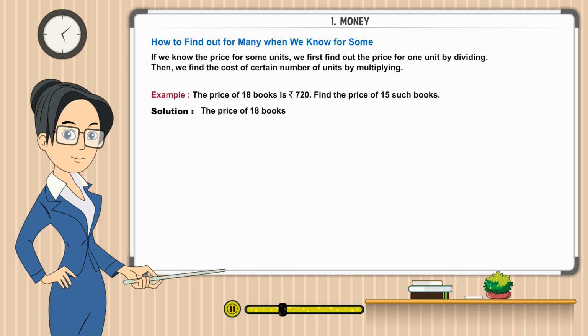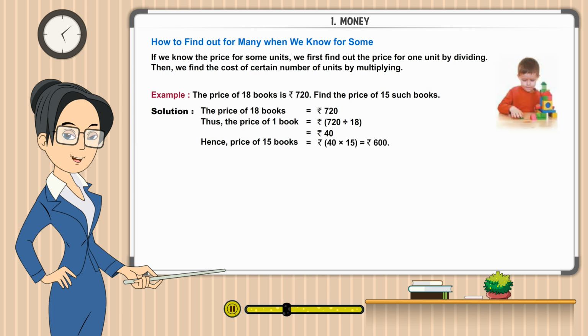Solution: the price of 18 books is equal to 720 rupees. Thus, the price of 1 book is equal to 720 rupees divided by 18 is equal to 40 rupees. Hence, price of 15 books is equal to 40 into 15 rupees is equal to 600 rupees.